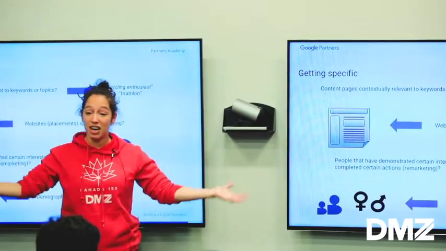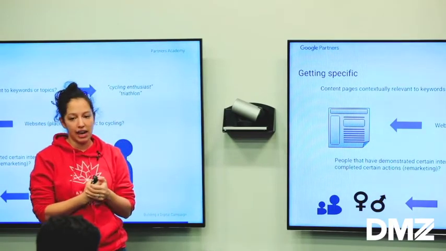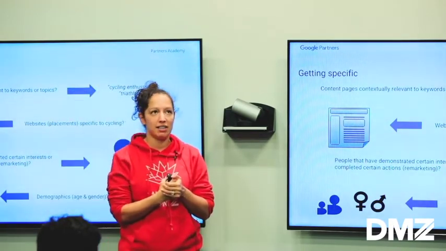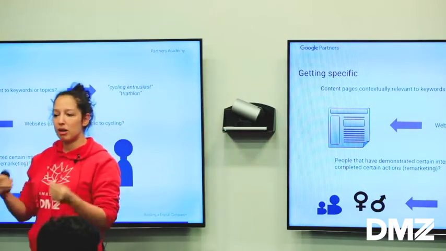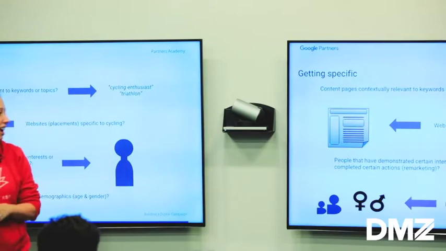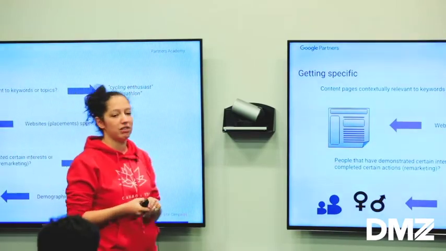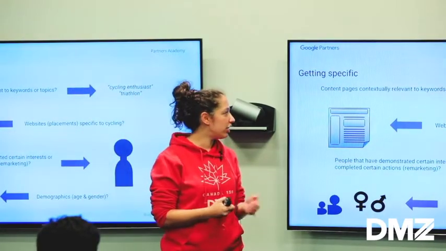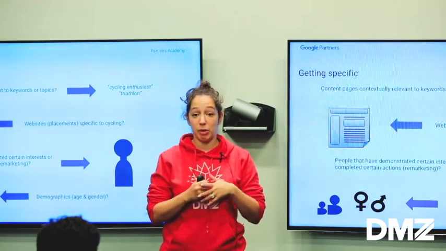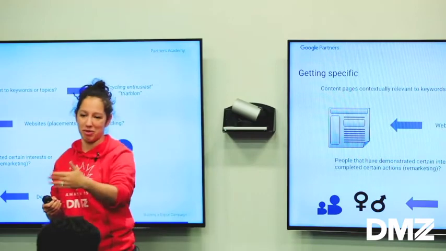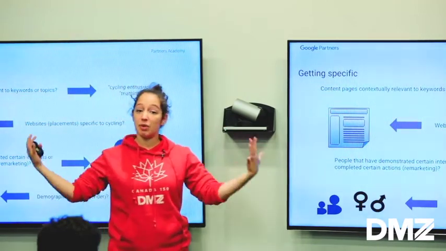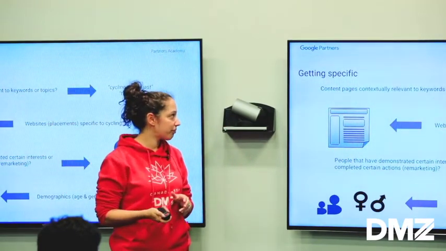But in display, there are tons more options. You can say, I want to show my ads on websites related to bicycles. I want to show my ads to people who are in market right now to buy a bicycle. I want to show my ad to people of a certain age or gender. I want to show my ads to people who visited my website before. I want to show my ads to people who are similar to people who visited my website before. It opens up a lot more opportunity.